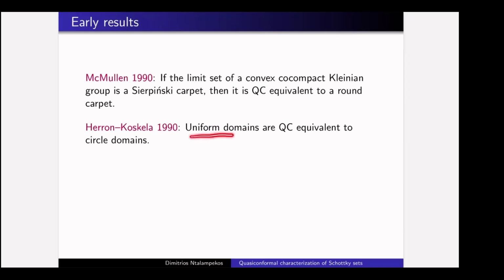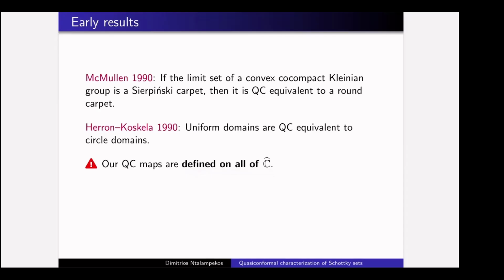Uniform domains are domains in the sphere that share common geometric features with the unit disk, from a geometric and also hyperbolic geometric point of view. Now, let me point out that in this talk, when I say quasi-conformal maps, most of the time we refer to maps defined in the entire sphere.